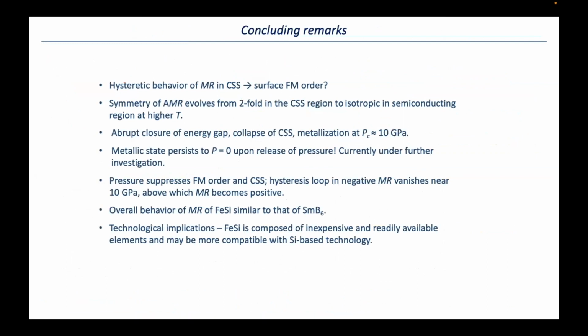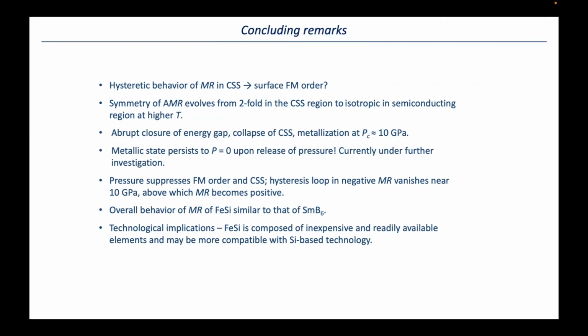Okay, so just a summary. Hysteretic behavior in the magnetoresistance occurs in the conducting surface state. We speculate surface ferromagnetic order. The symmetry of the angular magnetoresistance evolves from twofold in the conducting surface state region to isotropic in the semiconducting region at higher temperatures. There's an abrupt closure of the energy gap, collapse of the conducting surface state, and metallization at around 10 GPa. I mentioned the metallic state persists upon release of the pressure, currently under investigation.